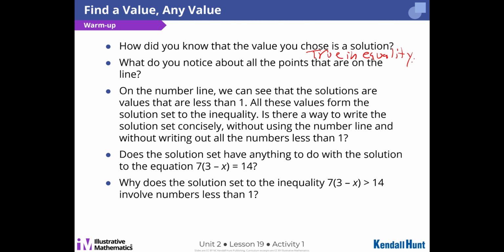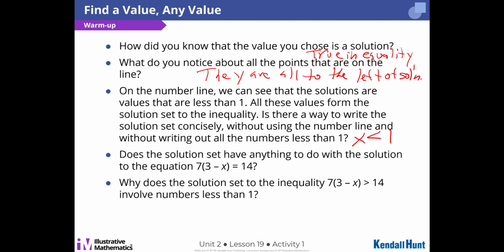What do you notice about all the points that are on the line? They were all to the left of the solution. On the number line, we can see that the solutions are values that are less than 1. All these values form the solution set to the inequality. Is there a way to write the solution set concisely without using a number line and without writing all values less than 1? That would be tedious. You'd be writing all day if you tried to write all the numbers. So the simplest way to write that is x less than 1.